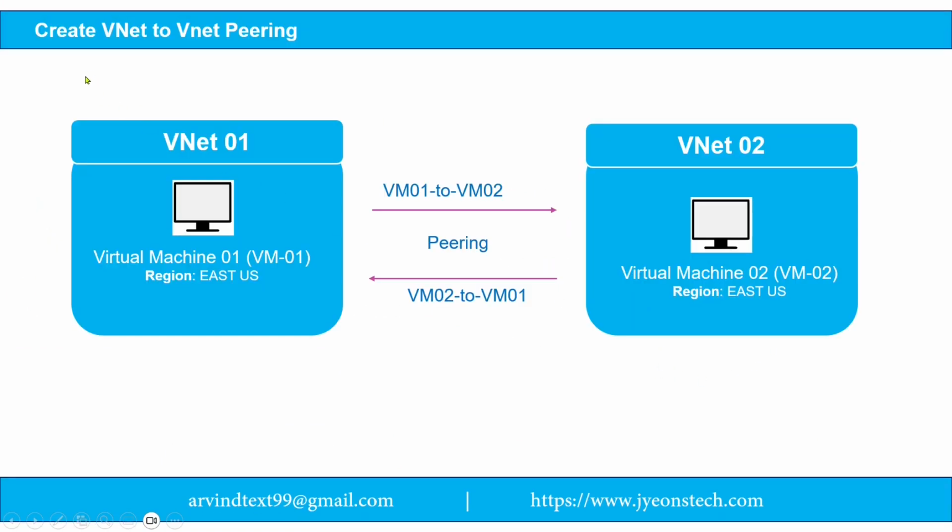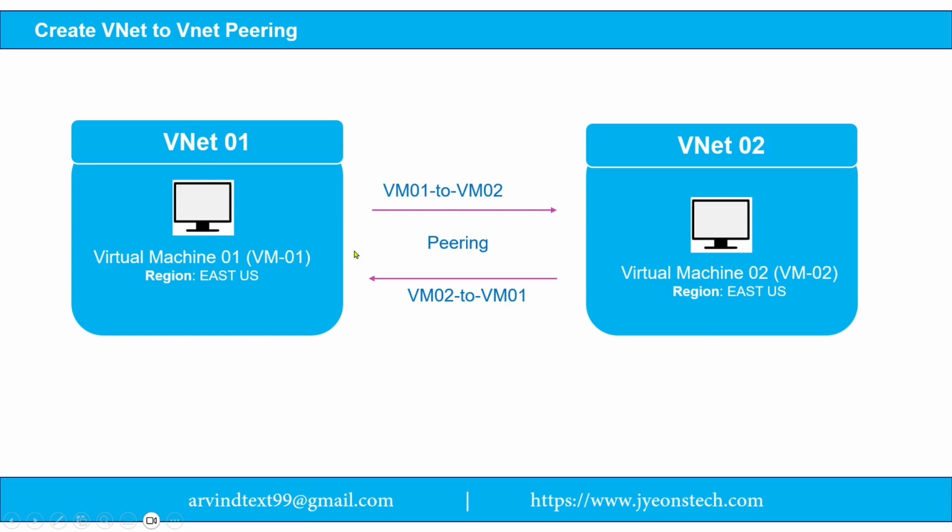So let's discuss how to create a VNet to VNet peering. For that I have created this diagram. We will implement the same diagram in portal.azure.com. First we will create virtual network VNet 01 and a virtual machine in region East US. Then we will create a second virtual network VNet 02 and a second virtual machine in the same region, East US. We will take the region as East US in both virtual networks.